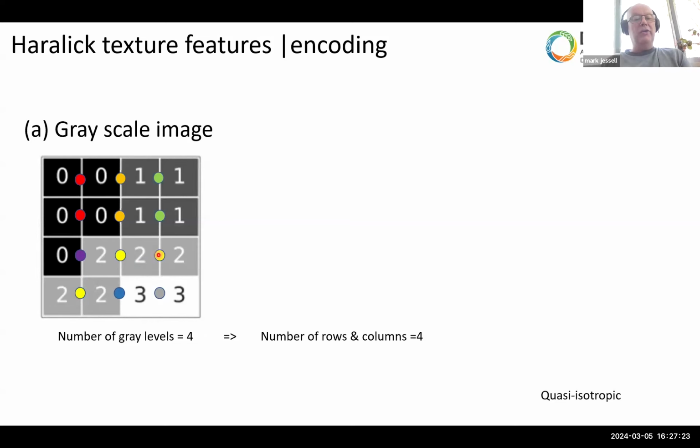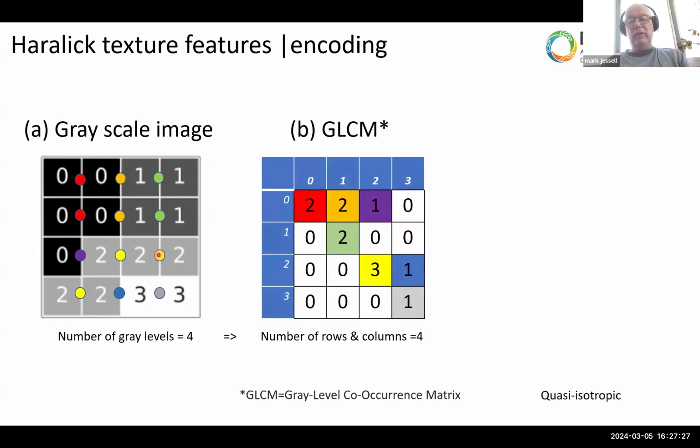And we can convert all of those observations into a gray level co-occurrence matrix, which has the same number of rows and columns as the number of gray levels in our original image.